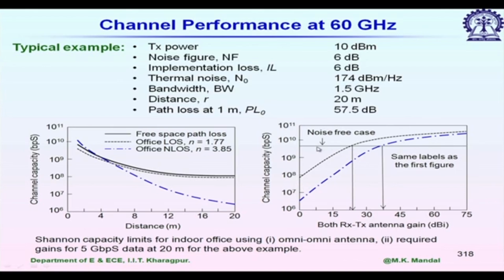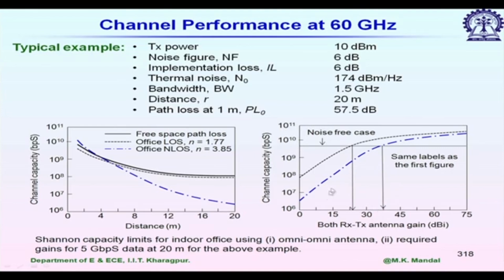So, for 5 Gbps channel capacity, the antenna gain required is at least 23 dBi, both for transmit and receive antenna. Now, if n equals 3.85 for non line of sight communication, the minimum antenna gain increases to 37.5 dBi, if we need to maintain that 5 Gbps data rate at 20 meters.